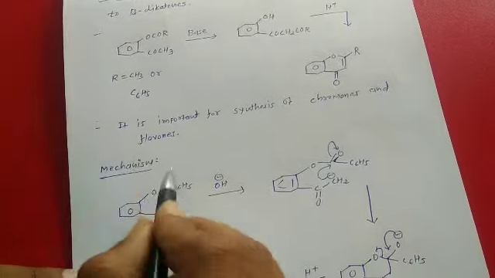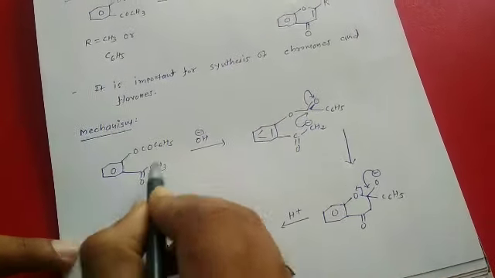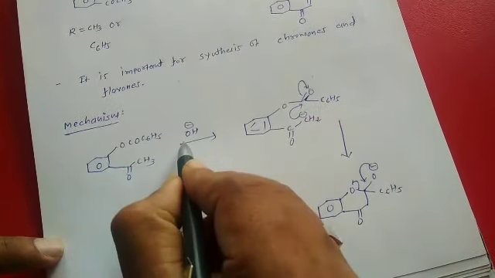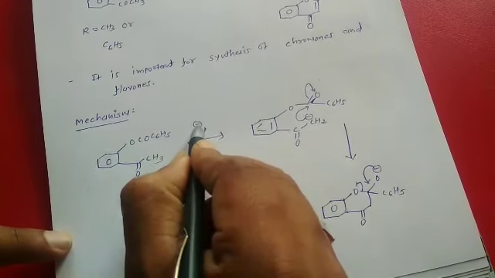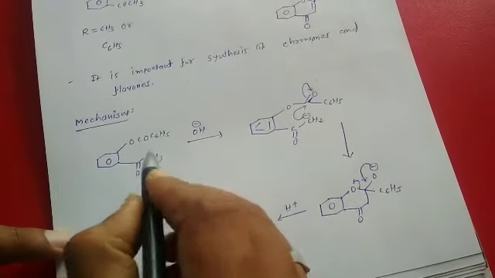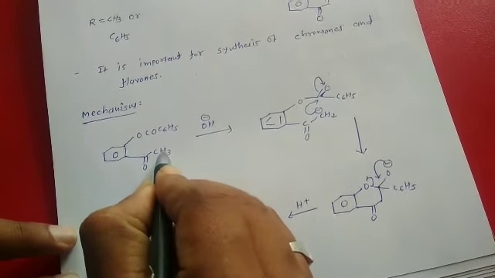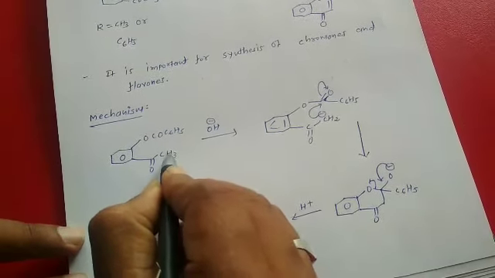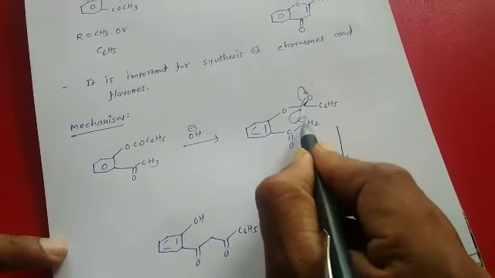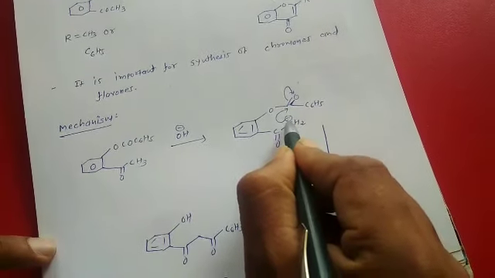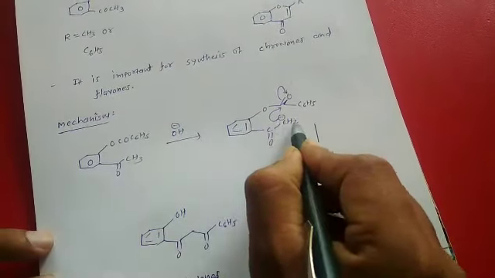Here you can see the mechanism for this Baker-Venkatraman rearrangement. This is the raw material of this rearrangement. Here we put OH, that is a strong base. Base will abstract a proton from this compound. One proton will be abstracted from here and CH3 will be converted into CH2 minus. After abstracting a proton by base, CH2 minus will be formed.